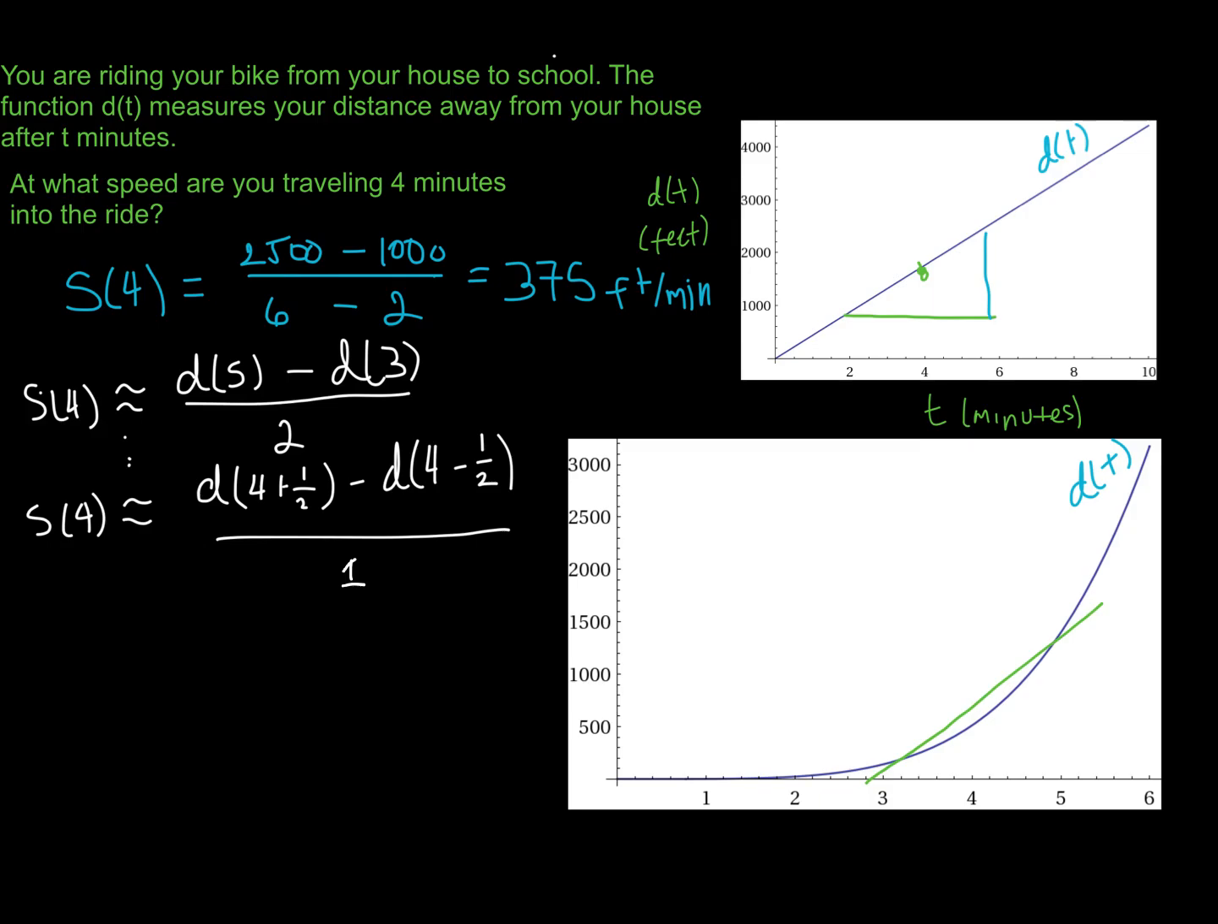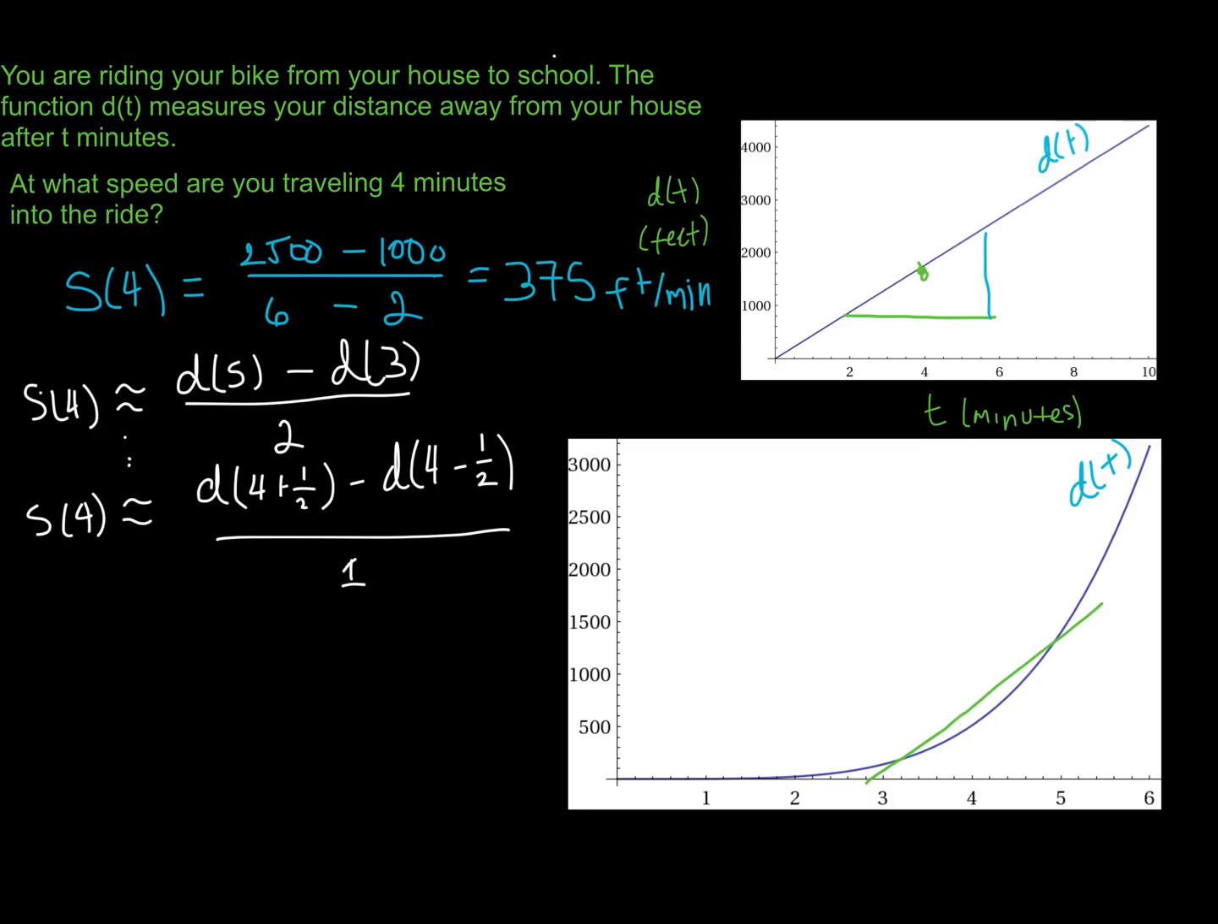Can we get even closer? Right? And the answer is yes, we can get closer. How can we get closer? What do we have to change to keep getting closer? We have to keep changing the distance that we are away from 4, right? So if we keep doing the average rate of change, but we just move closer and closer to 4, we'll keep hopefully getting closer and closer to the actual speed, the actual instantaneous slope at minute 4.